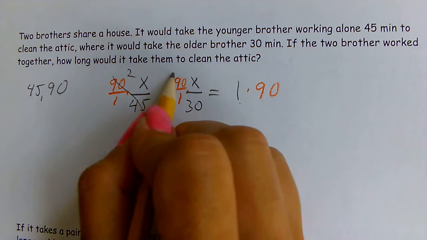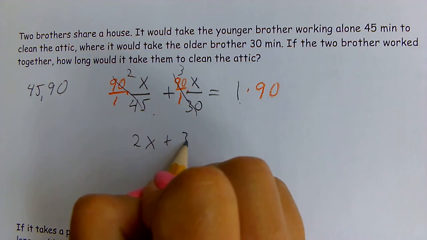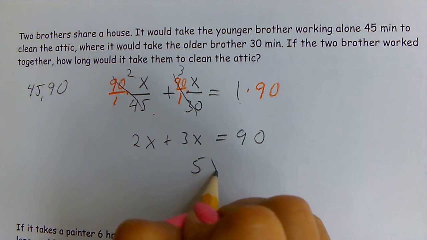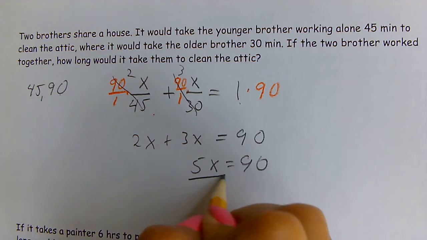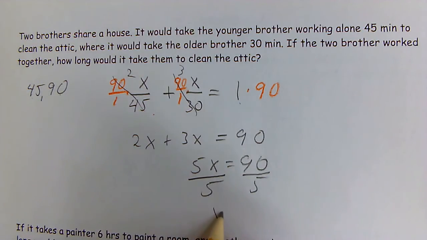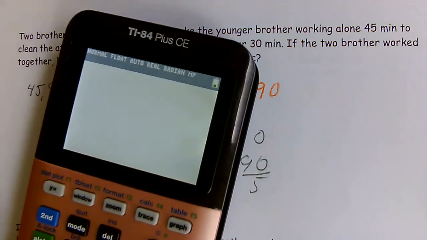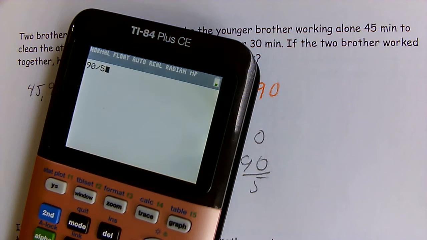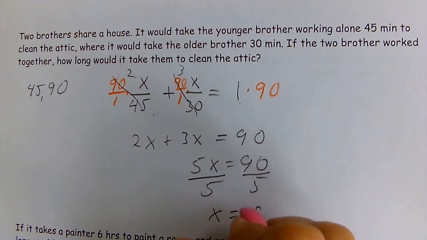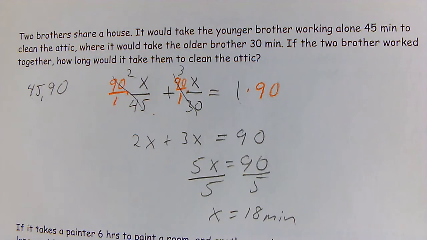2x plus 3x equals 90. Combine my like terms. 90 divided by 5 is 18 minutes if they worked together at their different rates.